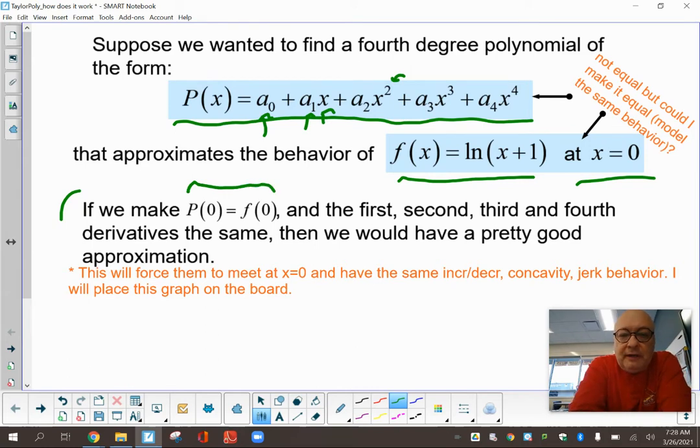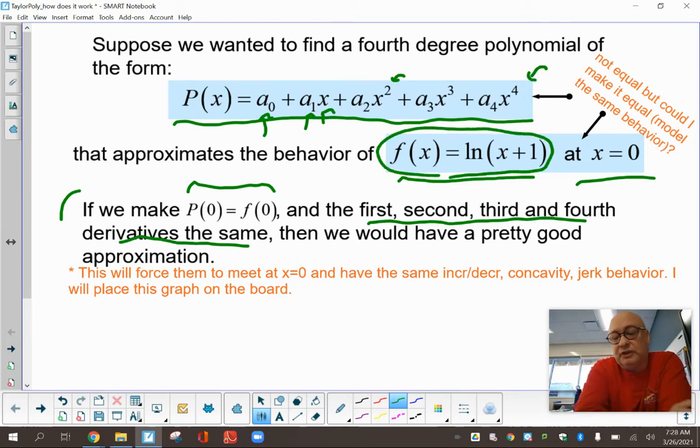So that's our mission. And not only that, that'll just make them touch at the y-intercept. We also have to make the first, second, third, and fourth derivatives also be the same. Then we'll have a pretty good approximation of this complicated function with a simpler function, which is often thought of as a polynomial. Now, if they meet at 0, you're going to have the same y-intercept, but if your derivatives are all the same, then the increasing, decreasing behaviors will be the same, the concavity will be the same, the jerk behavior will be the same, so everything will be the same.